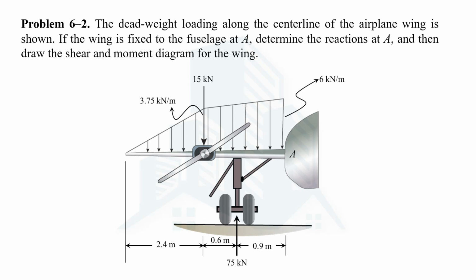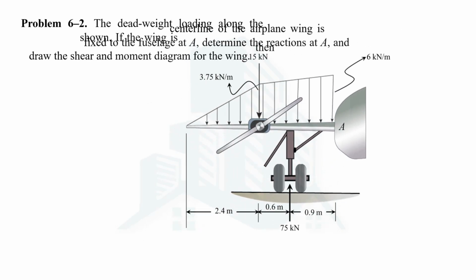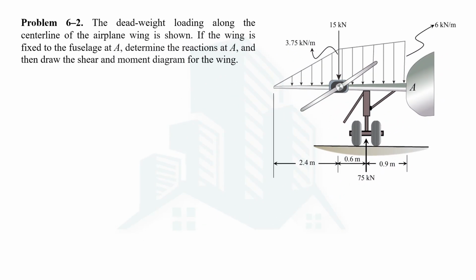diagram for the wing. The loading condition is given like dead weight loading that's acting on the wing, the point load that is caused by the fan, and the reaction of 75 kilonewton is also being given to us. So this is the loading condition at the wing. So let's solve this problem. This is the first part of the solution of this problem.